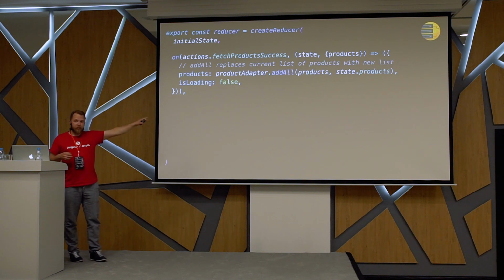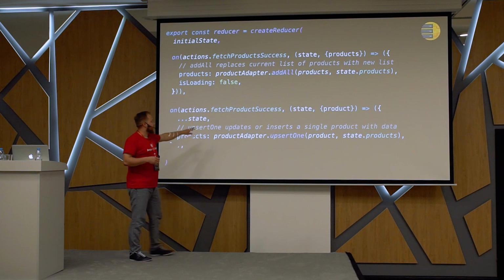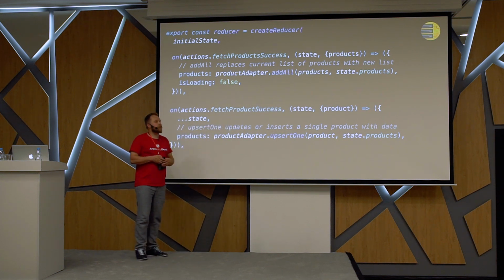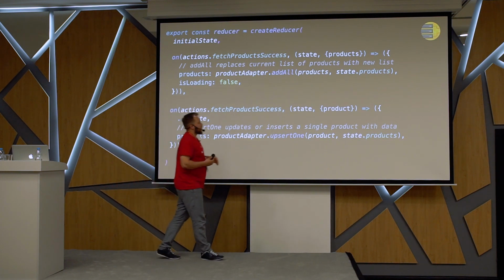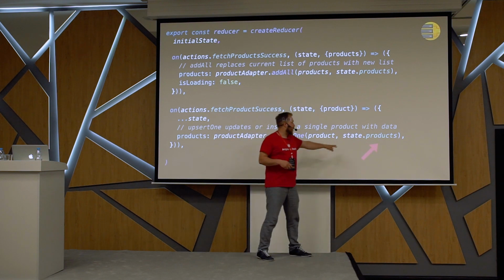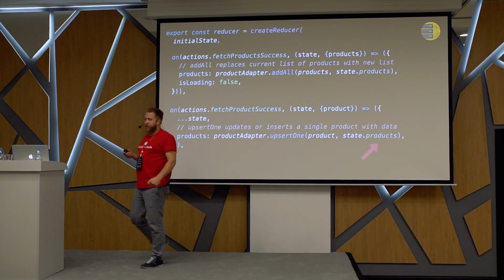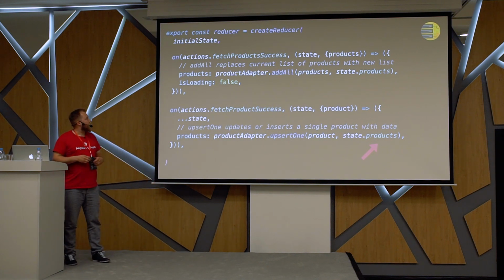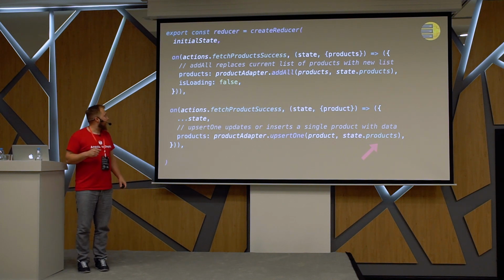Okay, so this is when we get the multiple. This is the initial list. But then when we have a single product, with the details, we just do the upsertOne with that product. But notice we still work with the same collection. It's still a collection of products. So we just update it with more information like description. So this is how we do it with this.